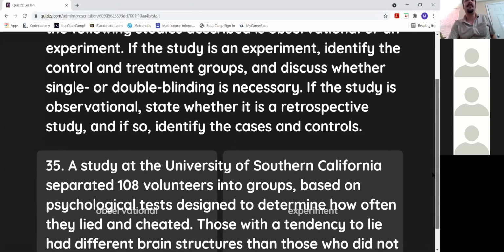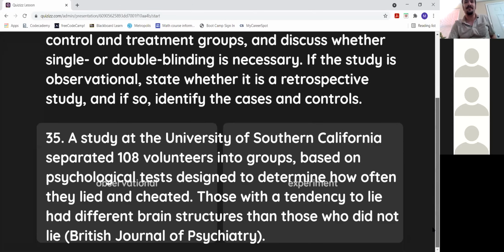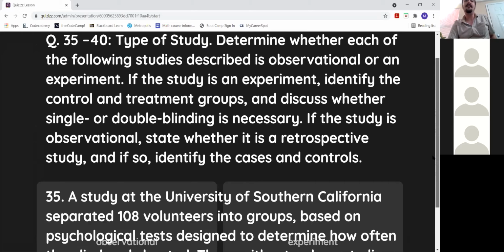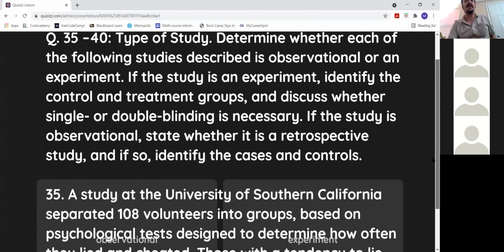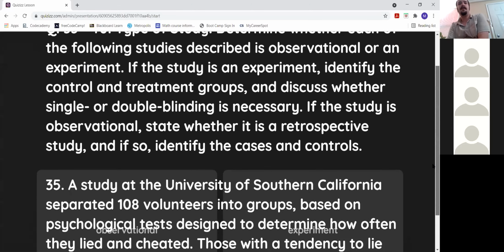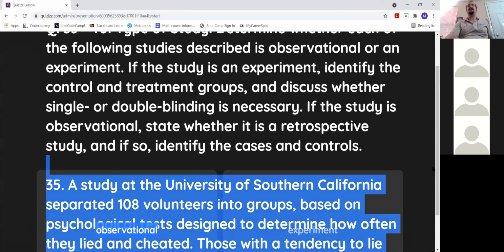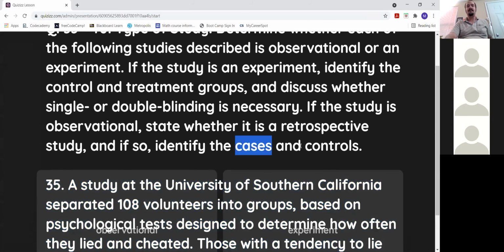If the study is an experiment, then we have to identify the control and treatment and whether single blind or double blind is necessary. If the study is observational, then we're going to state whether it's retrospective. And if it is retrospective, then it has cases and controls. I know it says a lot right here, but they're basically defining what a retrospective study is. So a retrospective study is something that has cases and controls. It's a study that you do that lines itself up kind of like an experiment.